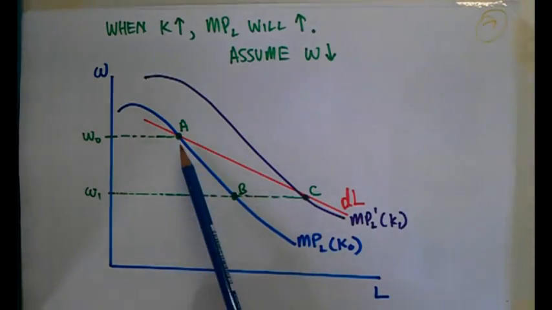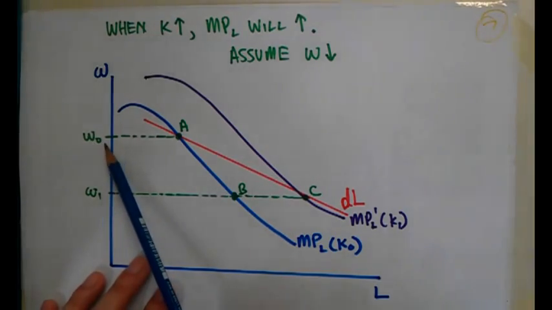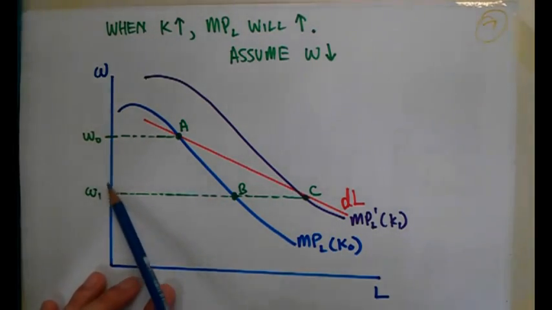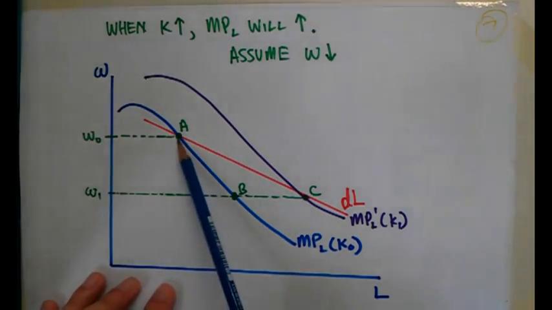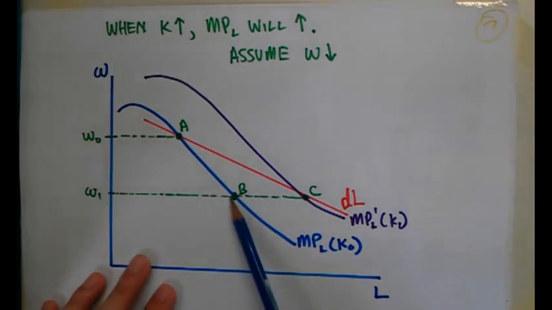So let's start at point A, where the wage is at W0. Now the real wage has fallen from W0 to W1. So we will move from point A down to point B. Move from point A down to point B.